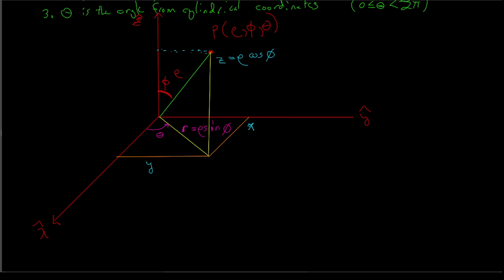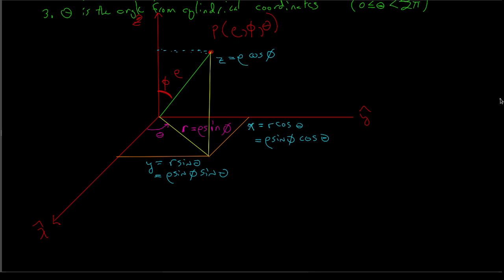And then if we look at how x relates back to the polar coordinates, x is r cosine theta, and y is r sine theta. So for x, I can replace r with rho sine phi, and for y, I can replace r with rho sine phi. And we have our relationships between the Cartesian coordinates and our spherical coordinates.